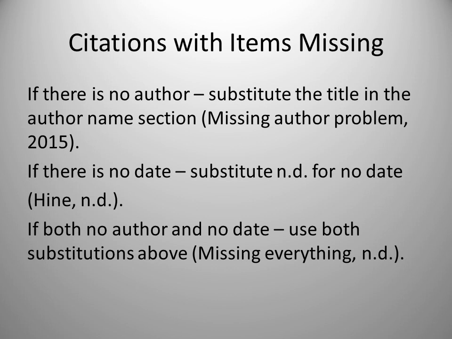Now if everything's missing, you don't have an author and you don't have a date, then you're going to have to substitute for both of those. So instead of an author, we'll put the title of the article, Missing Everything, comma, and then the N period, D period.